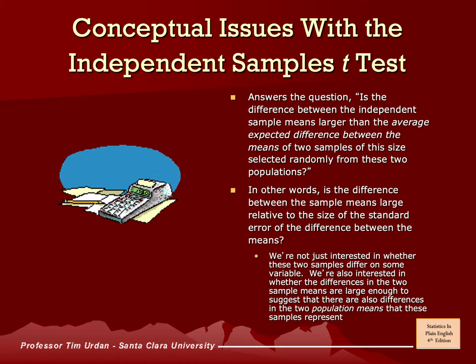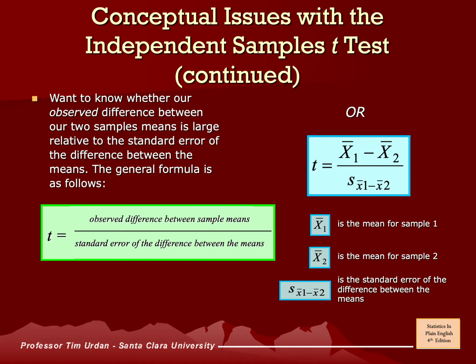So we're not just interested in, do these two sample means differ? We're also interested if the differences are large enough to suggest that there could be a difference in the population. So context is incredibly important. Just because they're two different values doesn't mean they're actually significant.